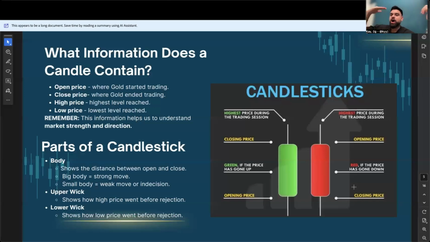High price, how high did it reach? Low price, how low did it go? And then of course from there, we look for three other candles. Remember, this information helps you understand market strength and direction.